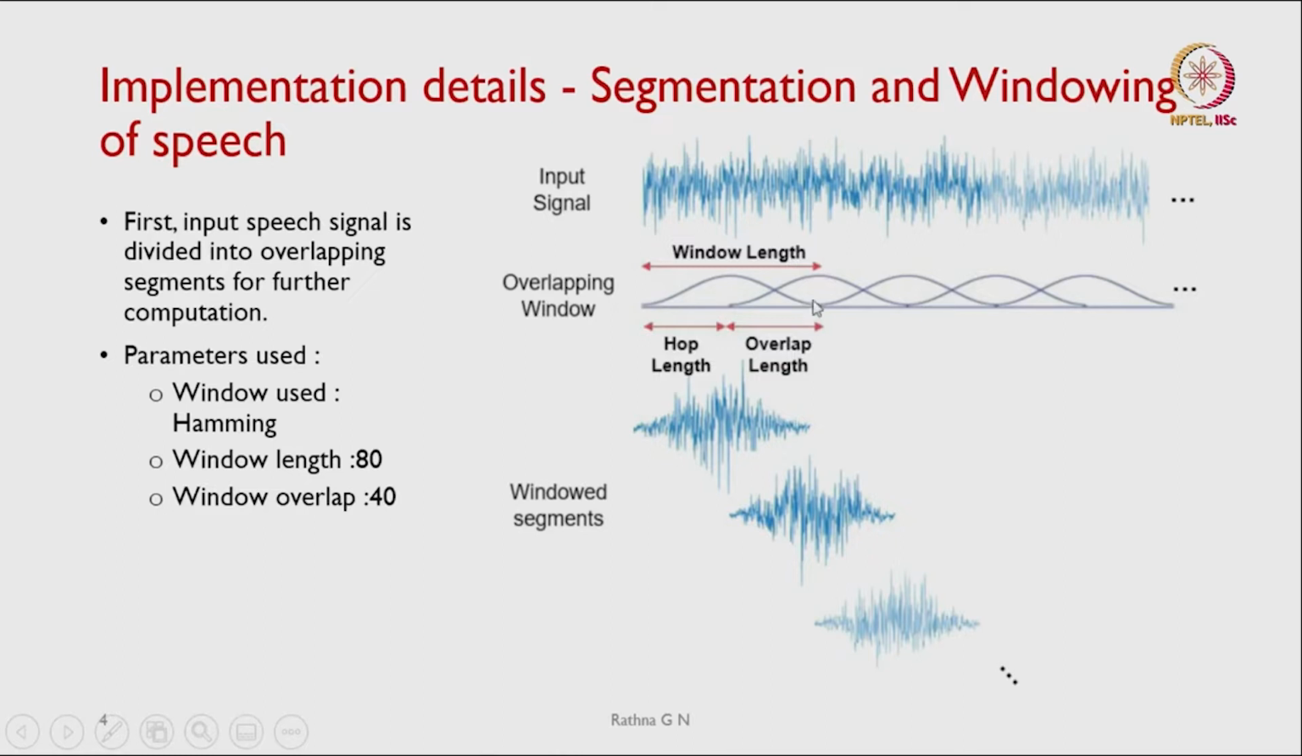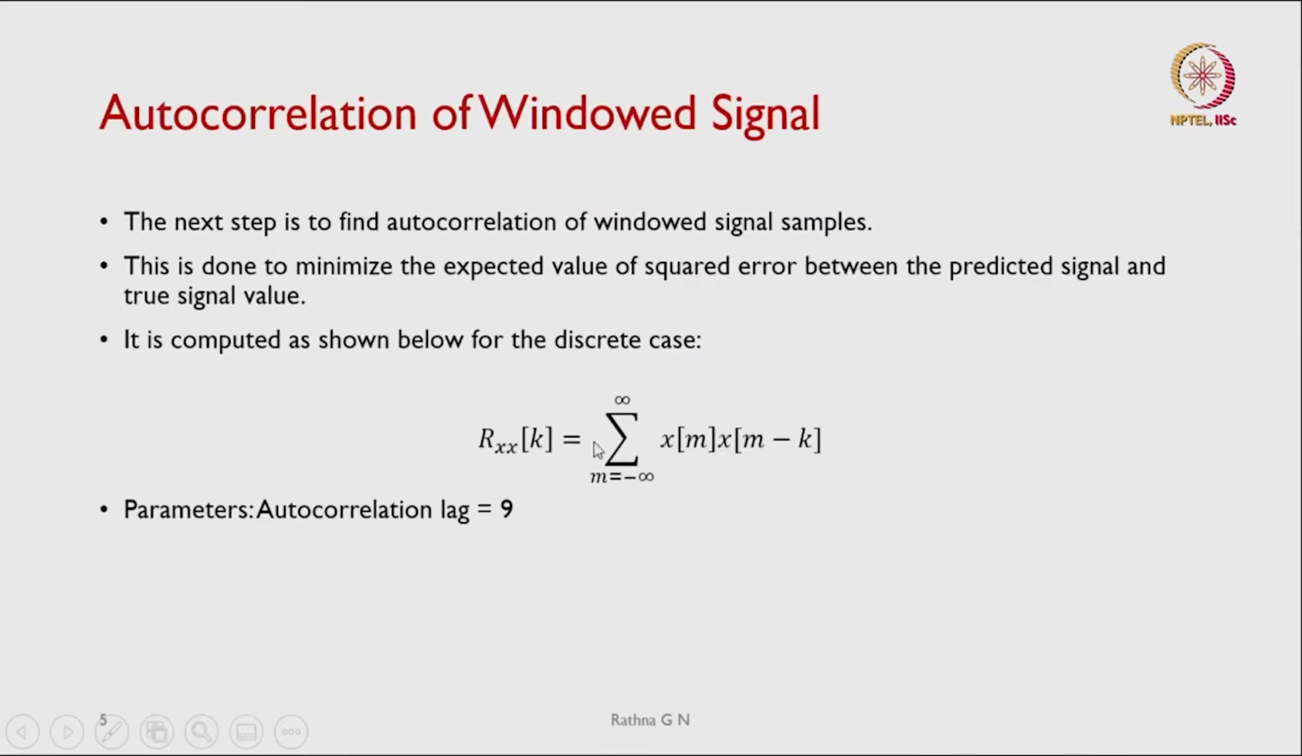Approximately you can take it as 50% overlap, as you can see it is given as 40. That is the overlap length that will be taken, and these are the segments in this window length. We will be cutting the speech into smaller segments, and so on, till the end of the speech, and the processing is going to happen. Coming to the next, that is the autocorrelation.